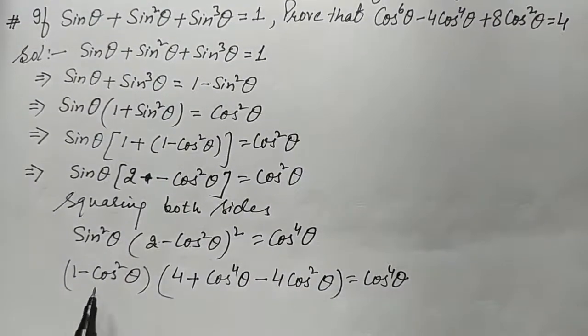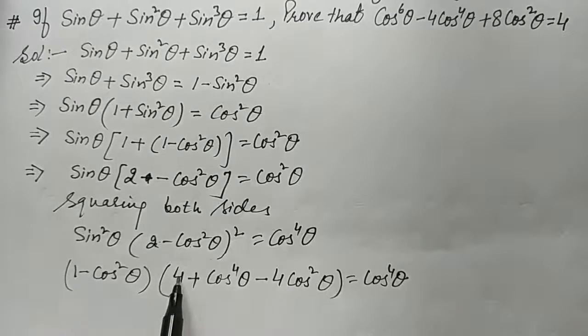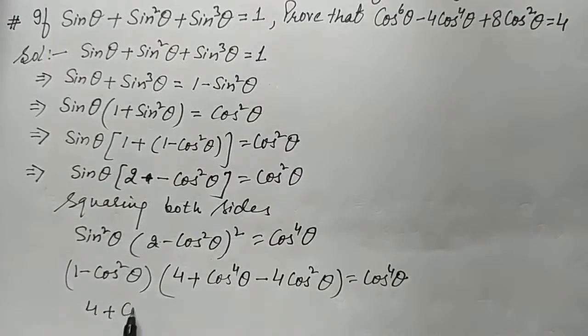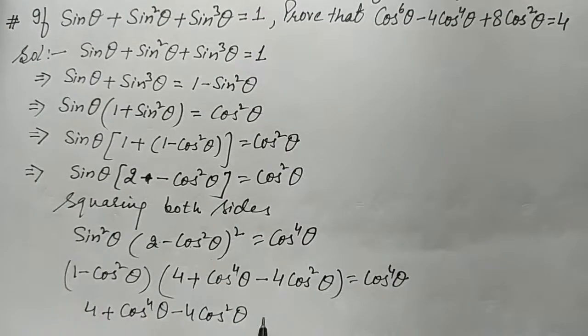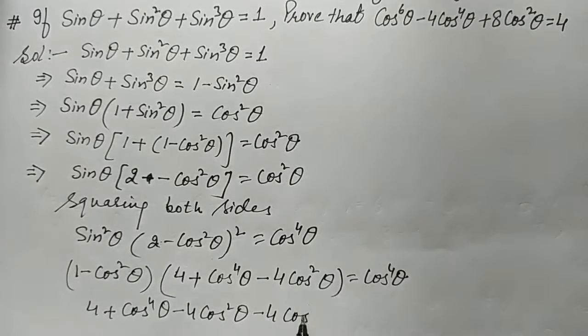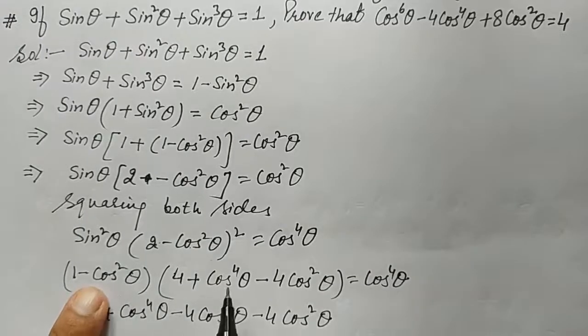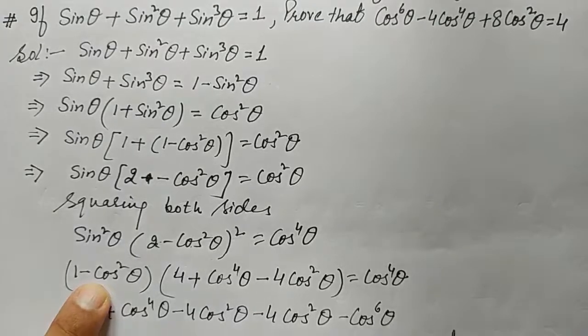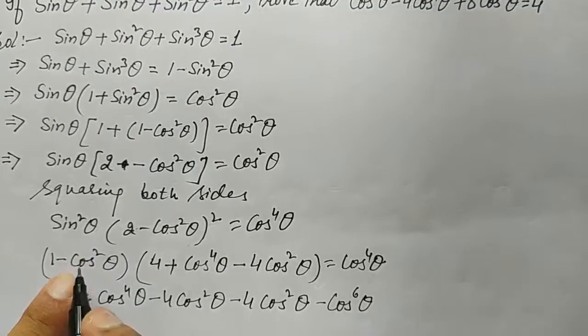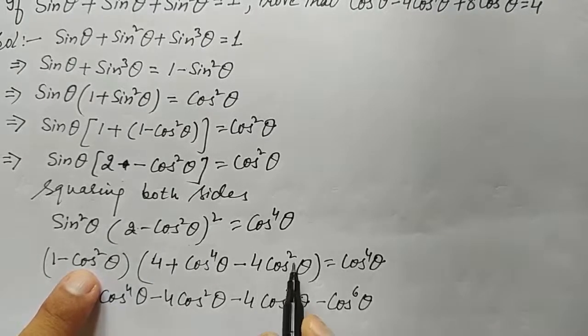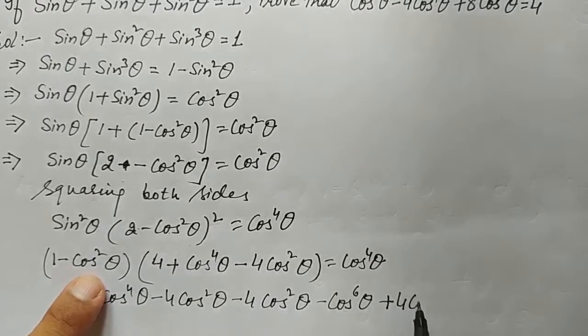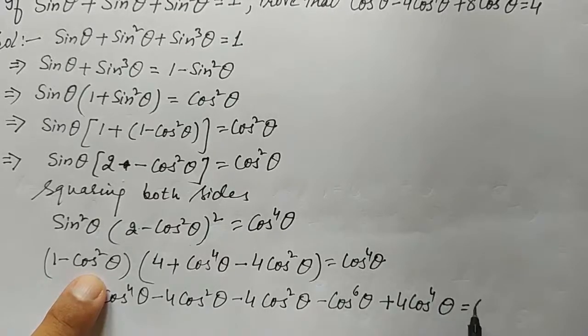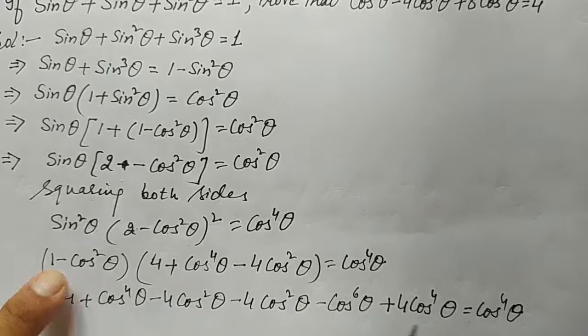First of all multiply with 1, so 4 into 1 is 4, plus this into 1 is this only, 4 cos square theta. Now again minus cos square theta into 4, that is minus 4 cos square theta, and minus cos square theta into cos power 4 theta becomes minus cos power 6 theta. So further minus cos square theta into minus 4 cos square theta is plus 4 cos power 4 theta, and is equal to cos power 4 theta, as it is with us.